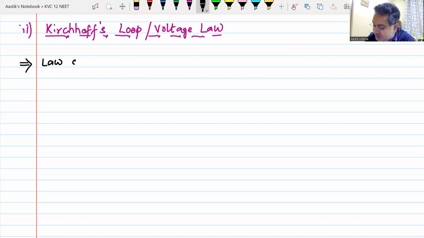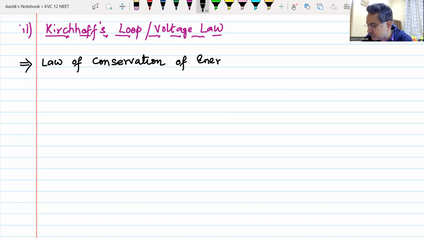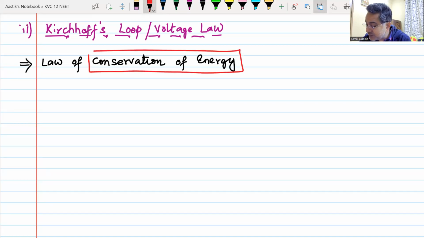So you must understand that this is based on law of conservation of what? This is based on law of conservation of energy. Electrostatic potential energy, I must add. Remember this because I have seen this question come in your NEET exam. On what principle is it based? Remember it is based on law of conservation of energy.